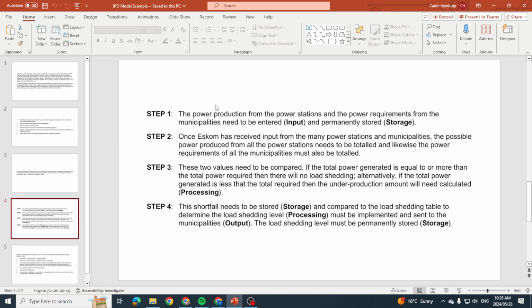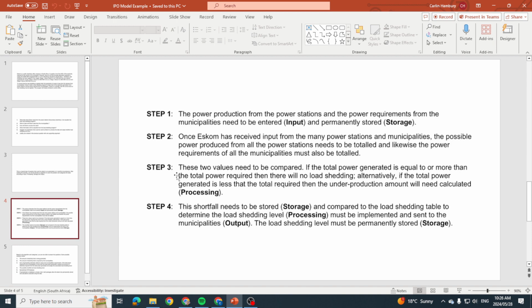Step 1. The power production from the power stations and the power requirements from the municipalities need to be entered, that's input, and stored permanently, storage. You don't have to use the exact same wording when you are dealing with a question like this, but can you see that in step 1, input is the main thing. It's like when I use the example of entering a phone number in your cell phone. The first thing you're going to do is type in your phone number. So whatever data they need from these power stations needs to be entered onto the system and stored permanently. That's already dealing with your input.